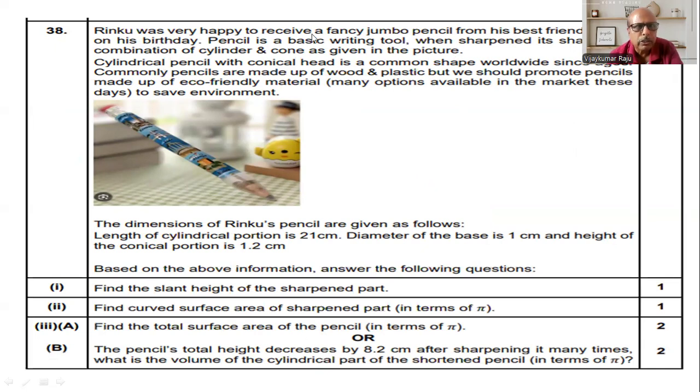Rinku was very happy to receive a fancy jumbo pencil from her best friend Rohan on her birthday. Pencil is a basic writing tool. When sharpened, its shape is a combination of cylinder and cone as shown in the picture. So it's a pencil. It is cylindrical, that means round in shape. When you sharpen it, it takes this conical shape at the top. So that means when the pencil is in this form, it has got a cylinder and a cone at the top.